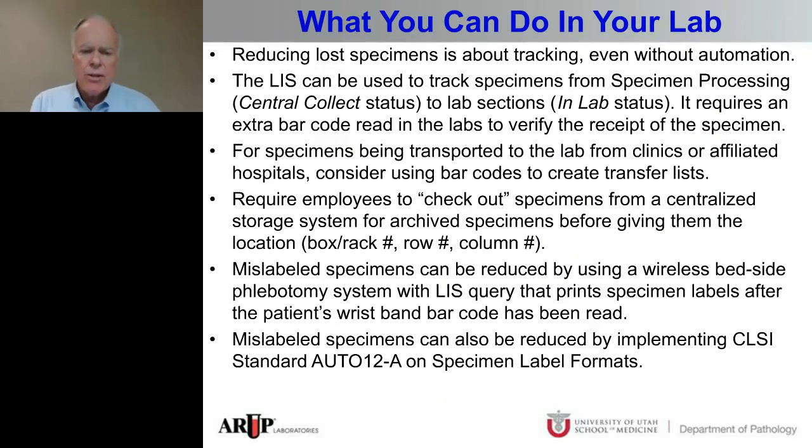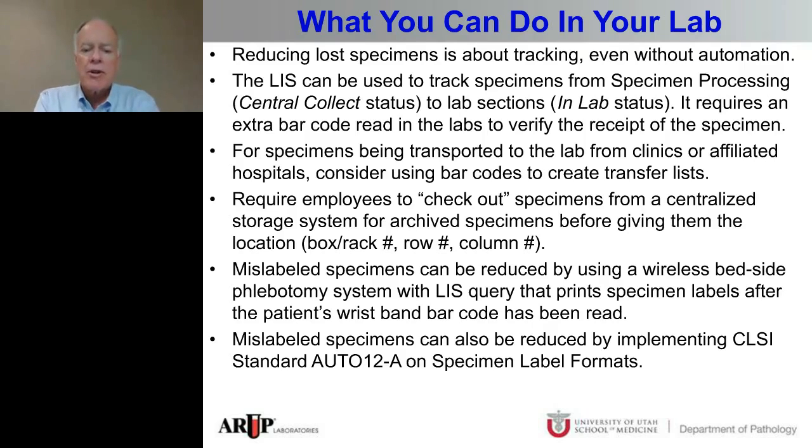So, what can you do in your laboratory to improve your quality? I've talked about lost specimens and mislabeled specimens, but let me give you some ideas that don't involve the sophisticated automation that we have in our laboratory. Reducing lost specimens is all about tracking. Even if you don't have automation, you need mechanisms for tracking the specimens, where they're going and who's handling them. You can use your LIS to track specimens from specimen processing.